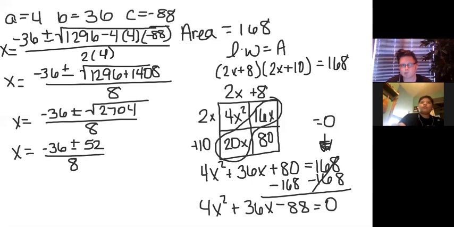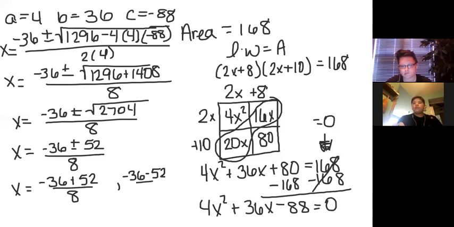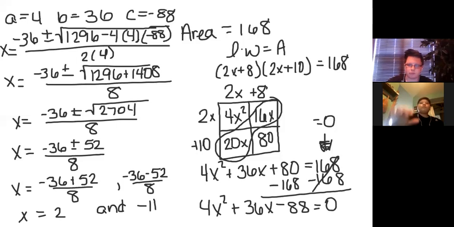So far, this is just a review of what we did yesterday. Next step is where you go a little off. So I'm going to start off with splitting it up with negative 36 plus 52 over 8. And then I have, of course, negative 36 minus 52 over 8. And some of you will realize a pattern and just know when you have to do both and when you don't. So when I do negative 36 plus 52 divided by 8 in my calculator, I get 2. And when I do negative 36 minus 52 divided by 8, I get negative 11.